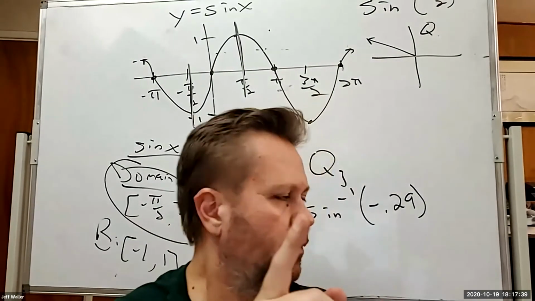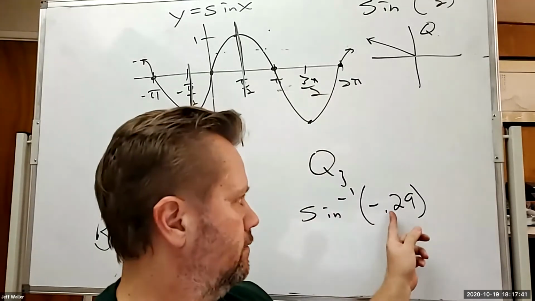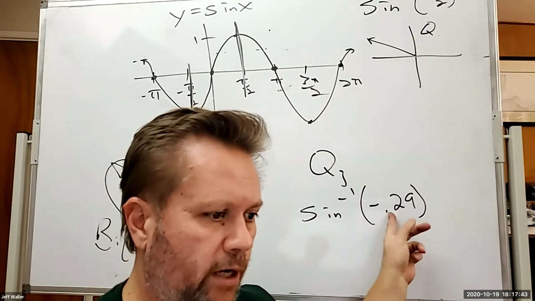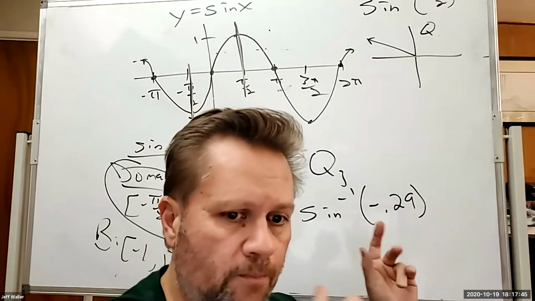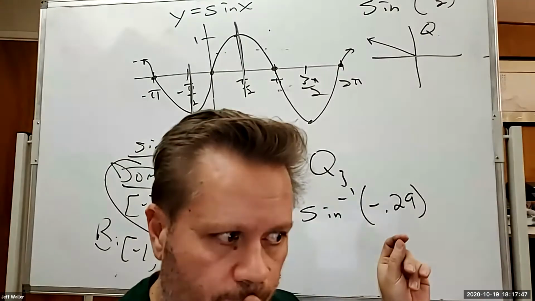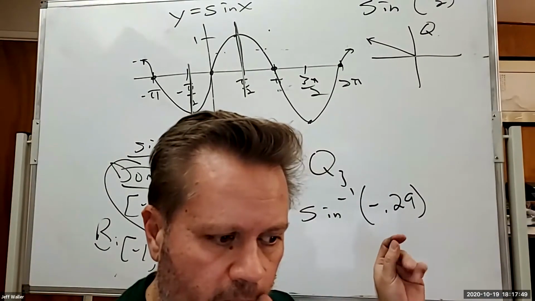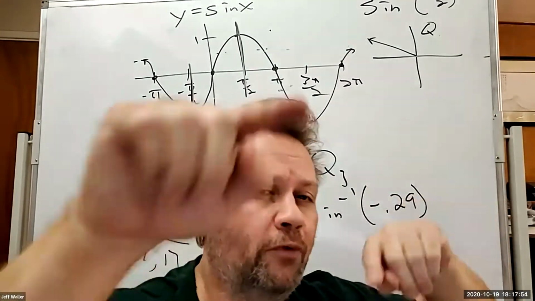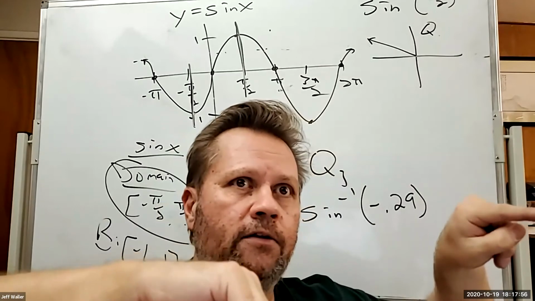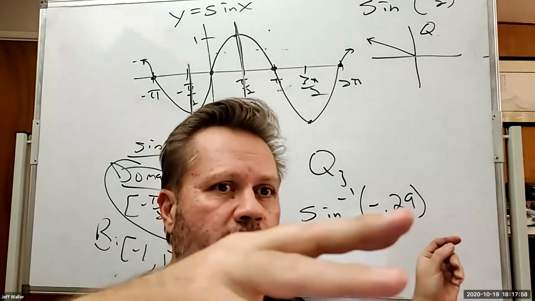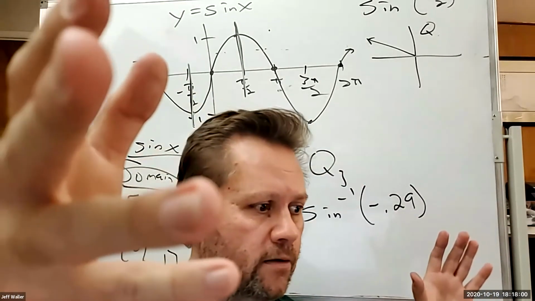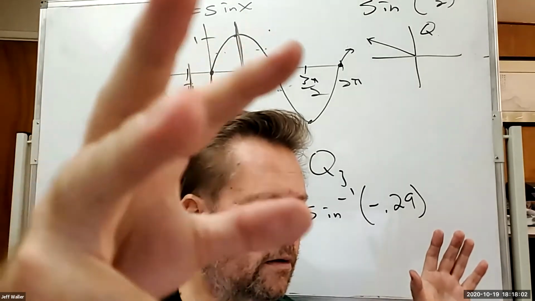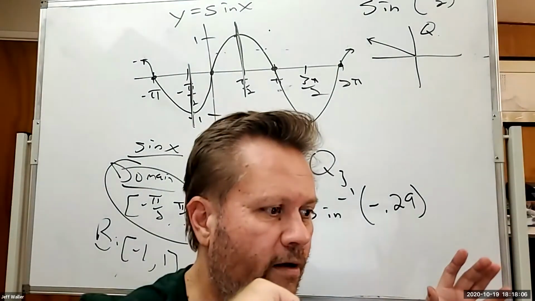And real quick, what's the biggest number I can put in here? What's the smallest number I can put in here? Since it's inverse sine, its domain is equal to the range of sine. So what's the smallest domain piece of sine? Negative pi over 2.